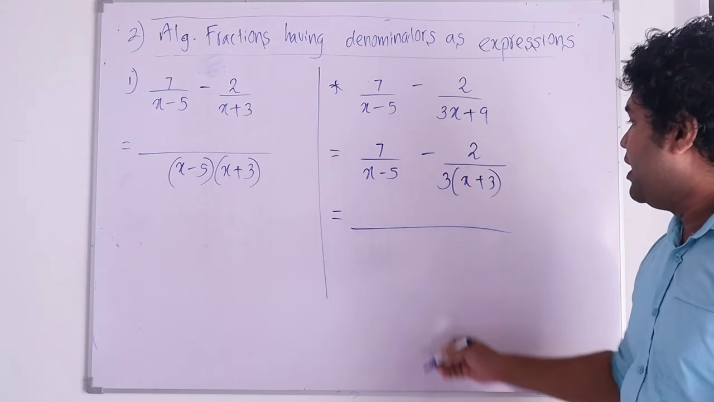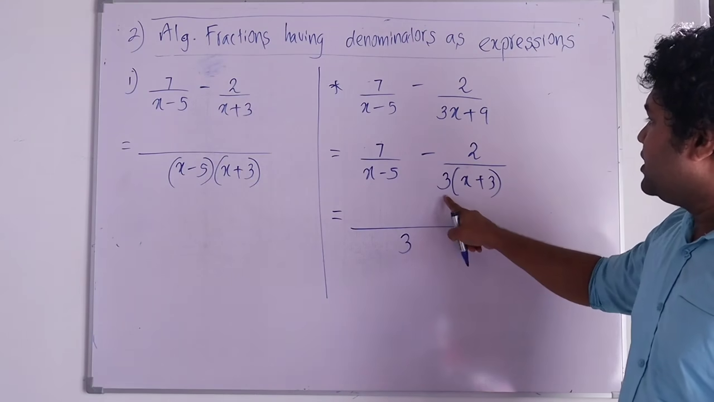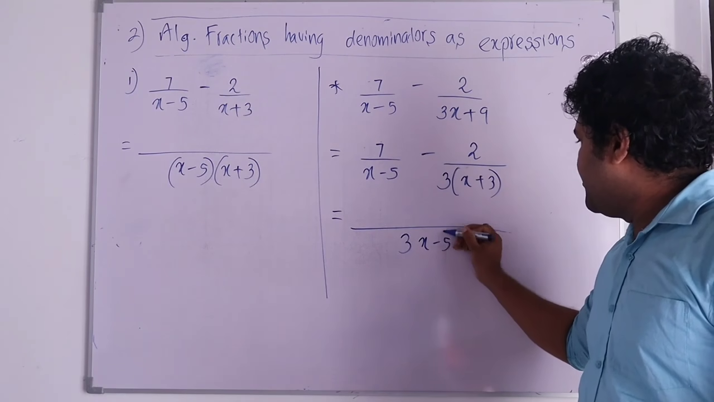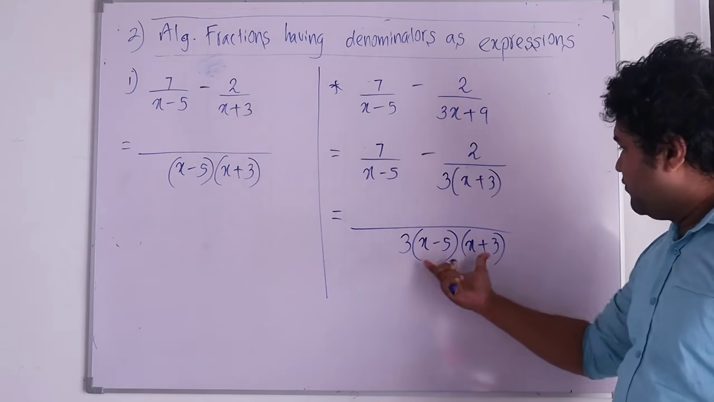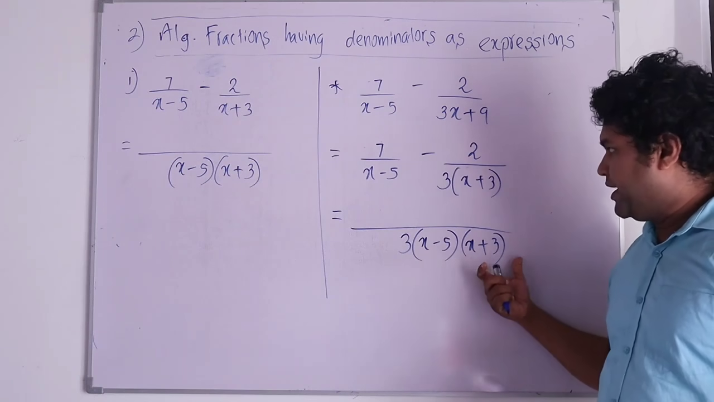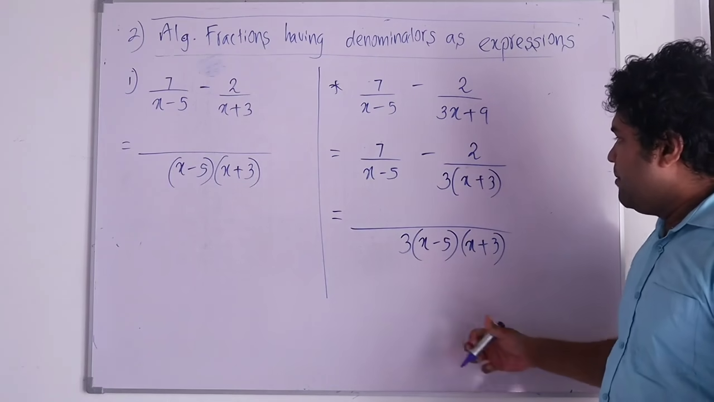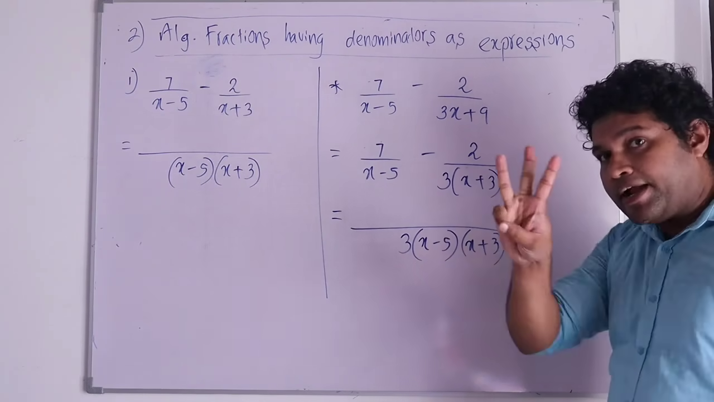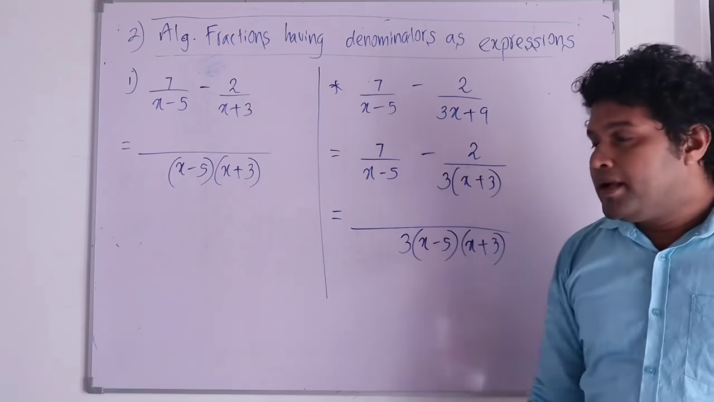Therefore, now we have to find the common denominator. What's the common denominator? 3 is a different factor, x minus 5 is a different factor, x plus 3 is a different factor. It doesn't matter if you change the order of x plus 3 and x minus 5, or if you write x plus 3 with 3. But all three factors should be laid out as the common denominator. Are you okay?